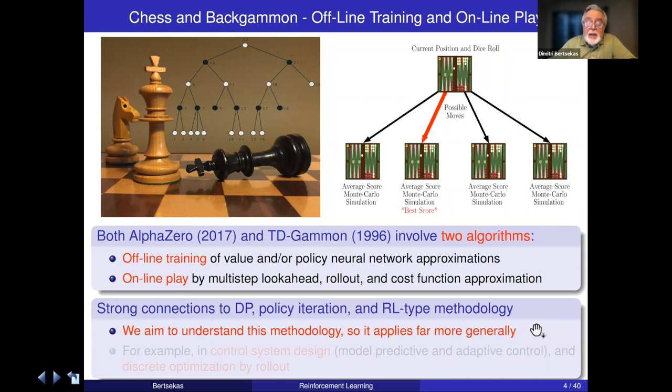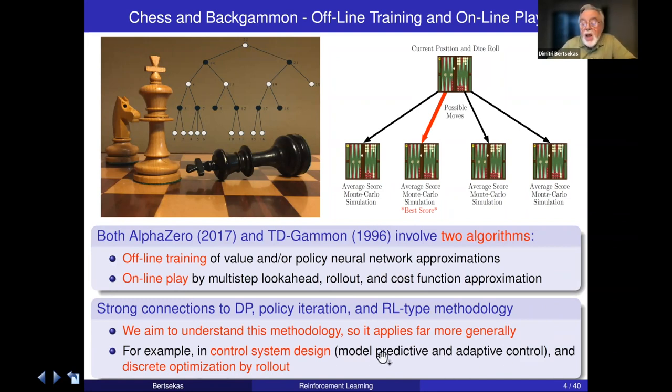The applications are going to be, of course, far beyond games. We're going to look at control systems and control system design, model predictive and adaptive control. Control systems are, of course, very important in robotics, in self-driving cars, in all kinds of applications. Control theory is a very old methodology that dates more than 100 years ago.